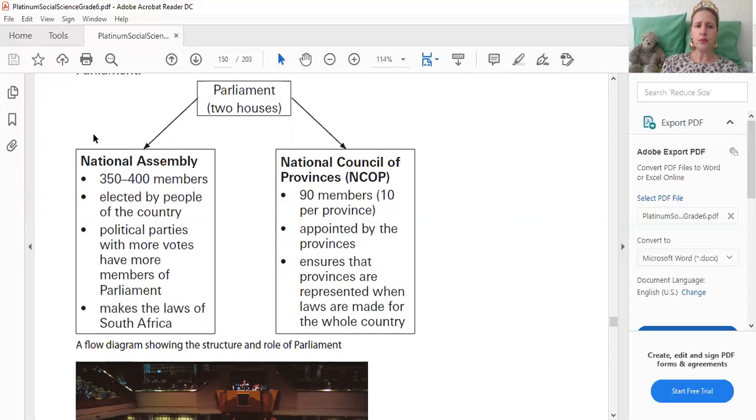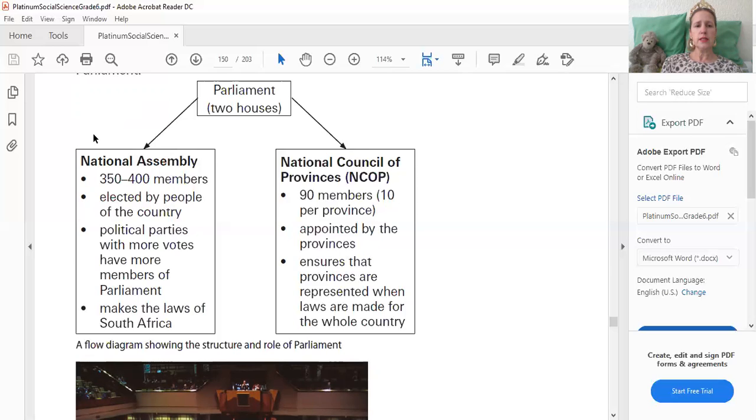Okay, who makes up this National Assembly? The 350 to 400 members of Parliament. They are elected by the people of the country. When? During the elections, every 5 years. Political parties with more votes have more members of Parliament. So if we go according to the 1994 one, then the most of the members of the National Assembly were ANC, and then it goes down, down, down up until the 2%. There's a couple of people here and there from the smaller political parties. And then what does the National Assembly do? They make the laws. Okay, we already said that Parliament makes up the laws of the country. All right.